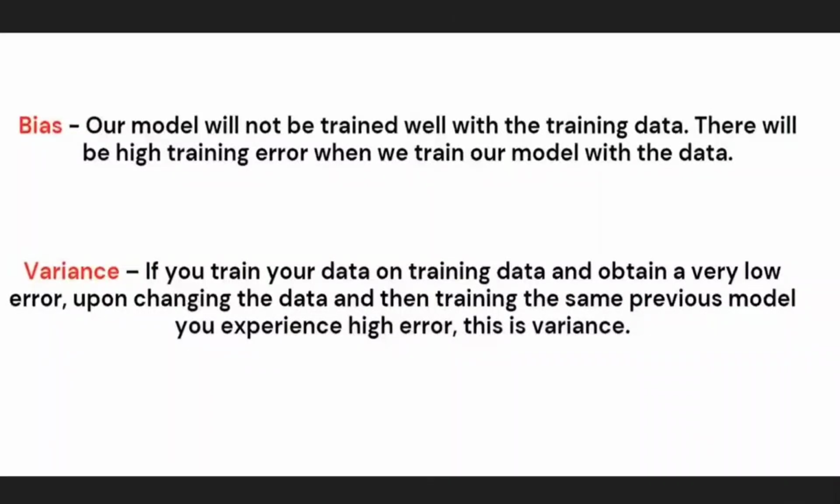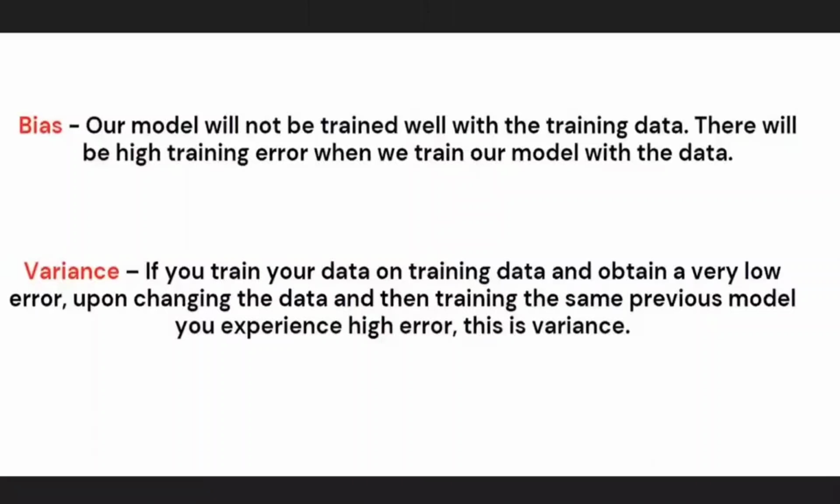Variance means you train on the training data and obtain a very low error. Error low means accuracy is very high, train accuracy is very high. Upon changing the data and testing the same previously trained model, the error is very high on the test data. Then it is called variance.